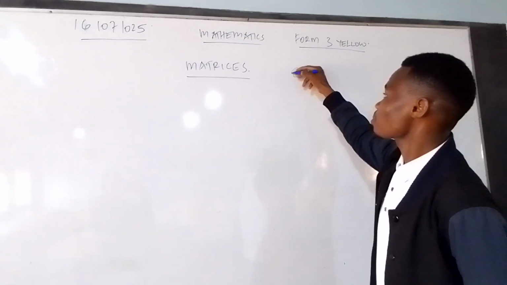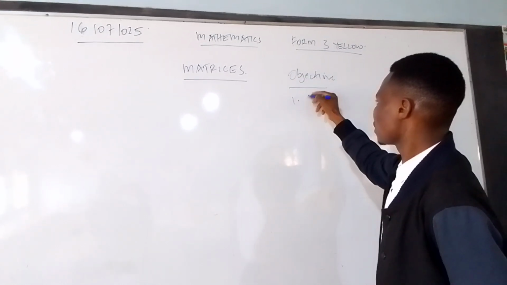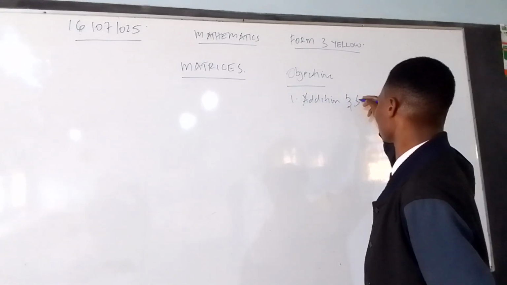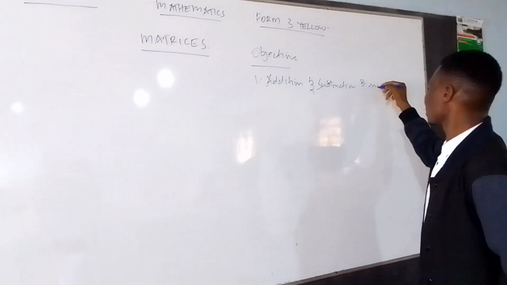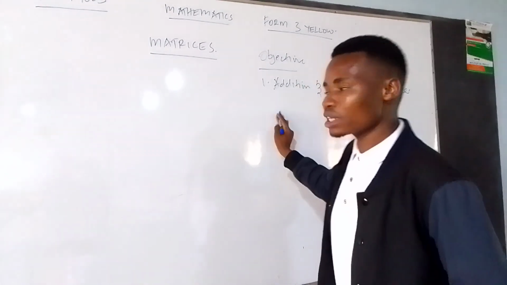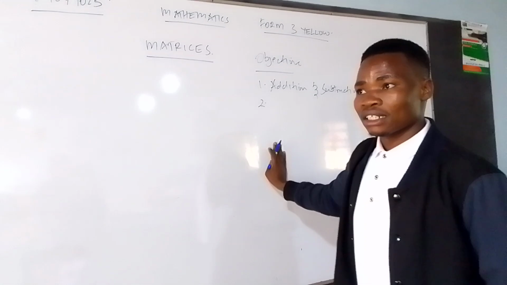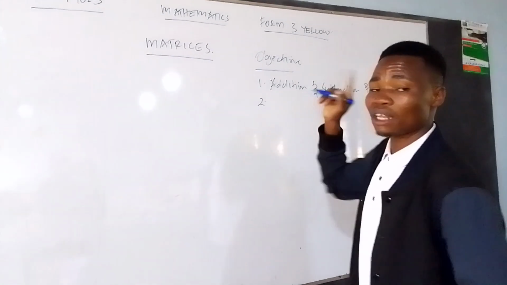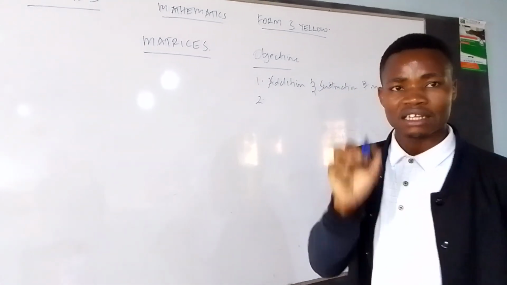It means that our first objective is addition and subtraction of matrices. This is our number one objective. Number two objective, you must be able to determine the determinant and the inverse of a matrix. Given a matrix, you must be able to determine its determinant and the inverse.